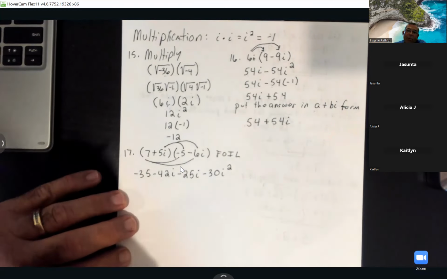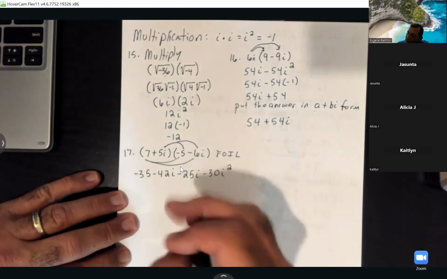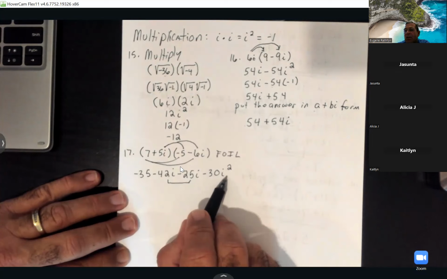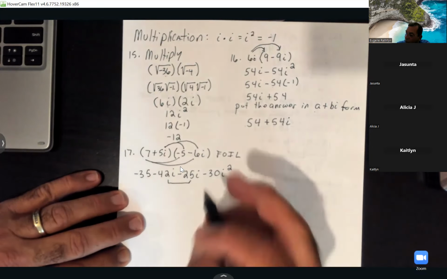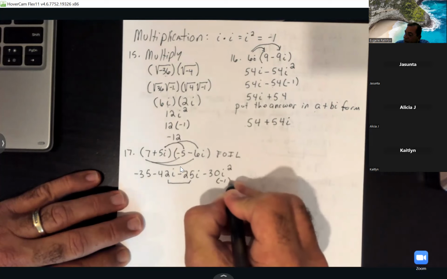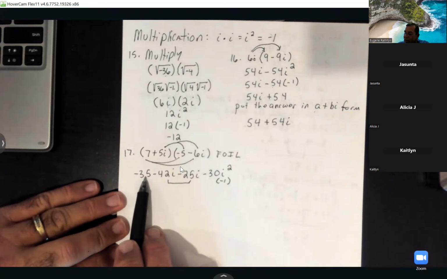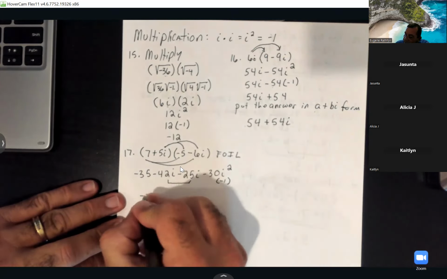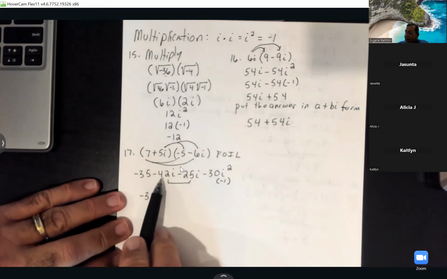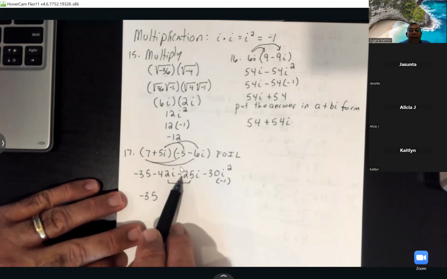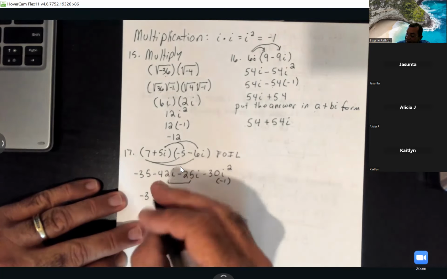So remember, I said you can't end up with more than 2 parts. I got 4 at the moment, so let's see what's going to happen. I'm going to add the like terms in the middle. And then I'm going to change this I squared into a negative 1. So remember, that I squared is really a negative 1 sitting at the end of this. So let's bring down this negative 35. Negative 42i and a negative 25i. If we add them together, we get a negative 67i.